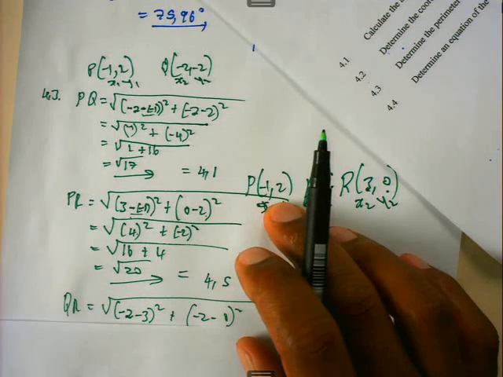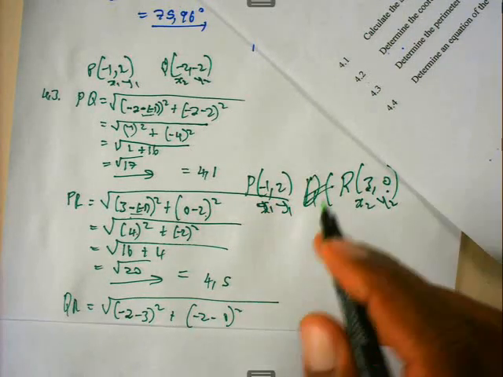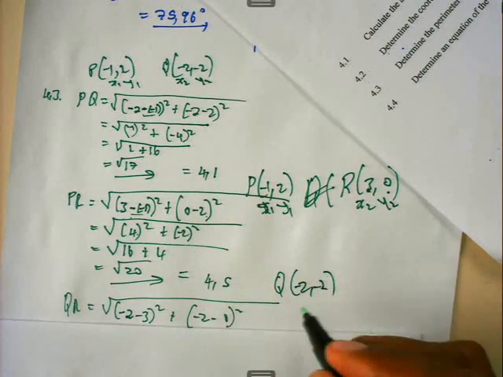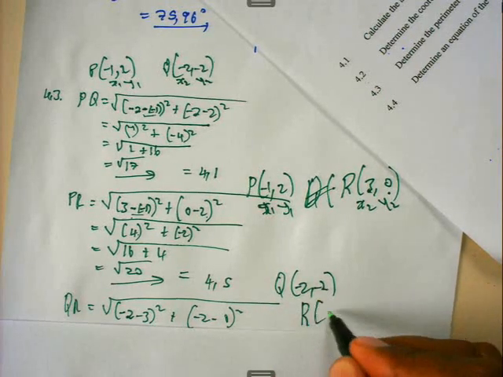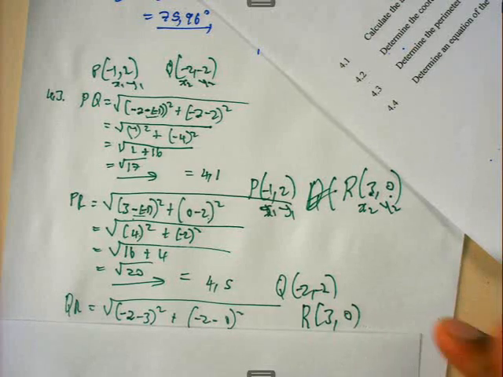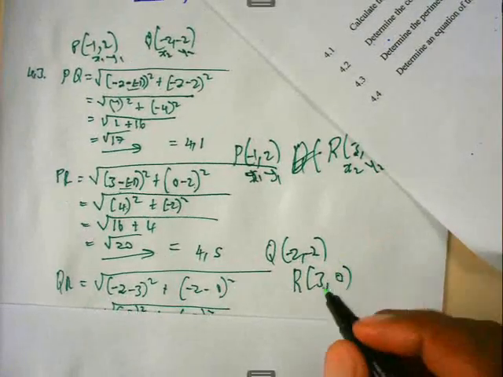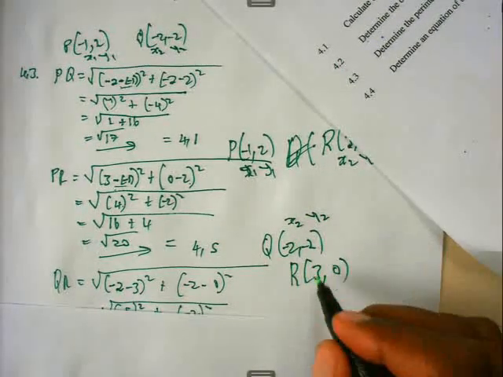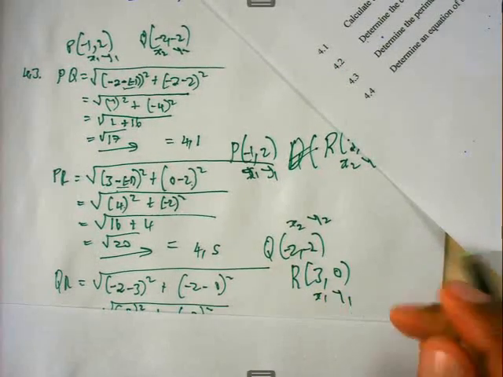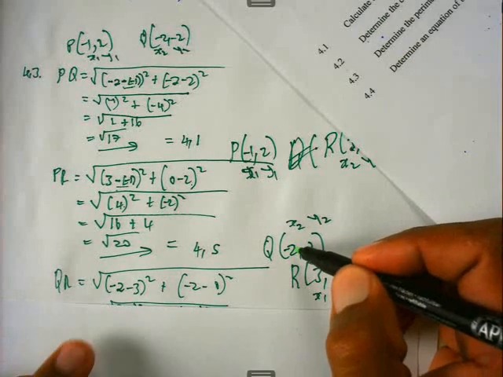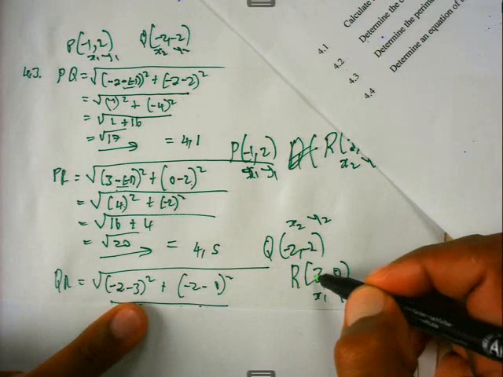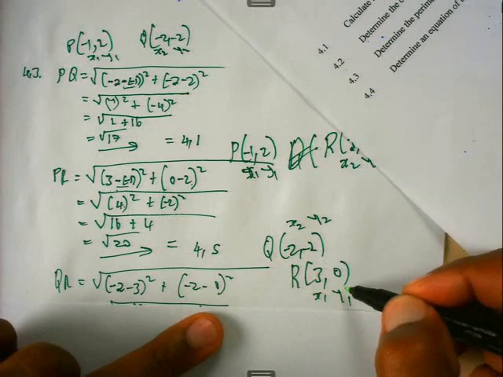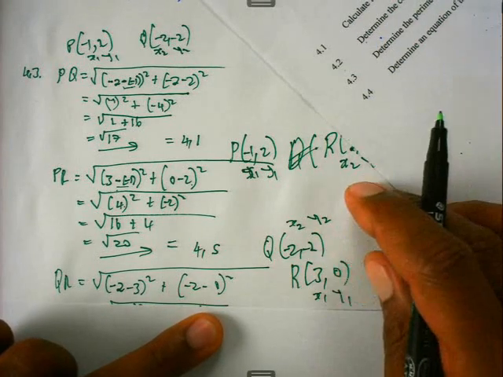Then now we have QR. Now the coordinates of Q, you said it's minus 2 and minus 2. And now the coordinates of R, 3 as well as 0. Right, now from here you can see this is x2, this is y2, and this one is x1 and y1. Then you are going to have minus 2 minus 3 there as x1, and we have minus 2 and minus 0 there as our y1.